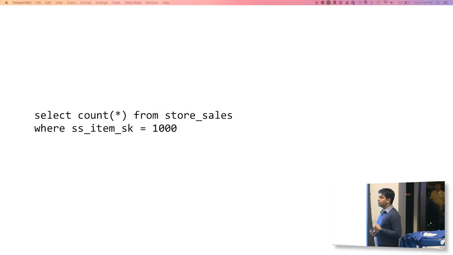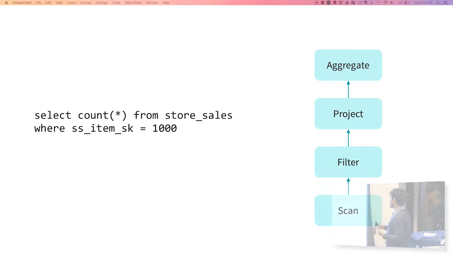Again, let's look at a simple query. This query is simply counting the number of rows in store sales where the value of this attribute, SS item SK, is equal to 1,000. If we look at the query plan, it might be as simple as scanning the data, filtering some value, projecting it, pruning out all the unnecessary columns because we don't need them, and then finally aggregating the count.